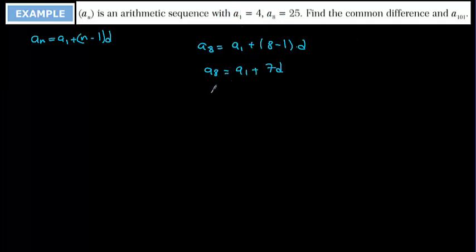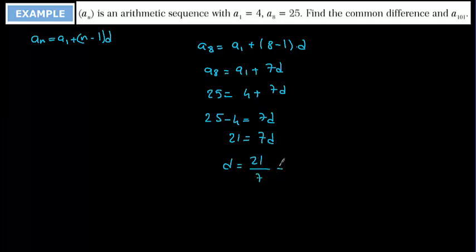If I replace, 25 is equal to 4 plus 7d. And 25 minus 4 is going to be equal to 7d. 21 is equal to 7d. d is equal to 21 over 7, which is 3. d is going to be equal to 3, and this is the common difference of the sequence.